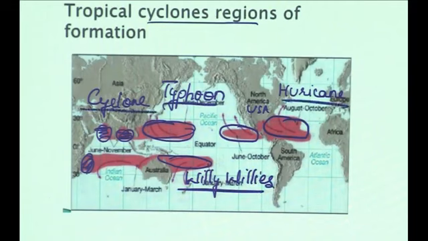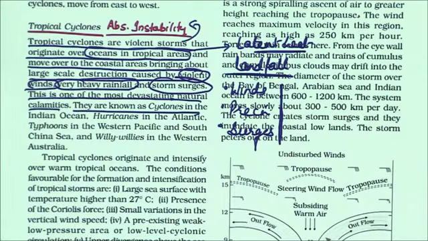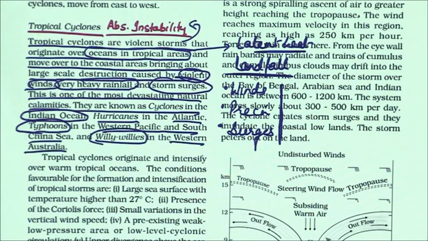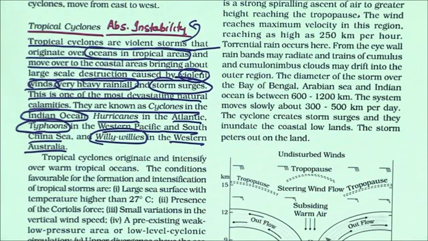So basically, when we talk about this system in terms of their place of origin, we identify them with variable names, and these names I read from NCERT. They are known as cyclone in the Indian Ocean, hurricanes in the Atlantic, typhoon in the Western Pacific and South China Sea, and Willy Willies in Western Australia. So how do I identify a tropical cyclone? A tropical cyclone is an example of absolute instability. It originates over tropical marginal water bodies. Tropical marginal water bodies in the Indian Ocean make this system called cyclone.